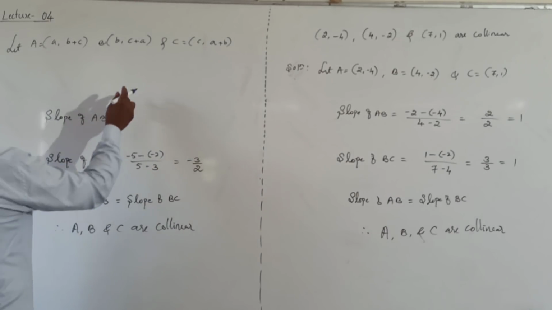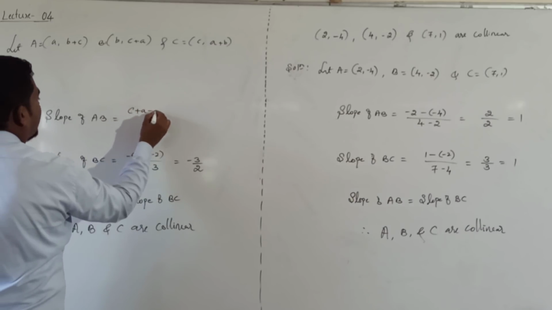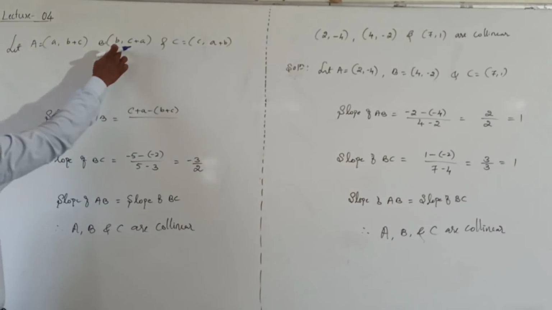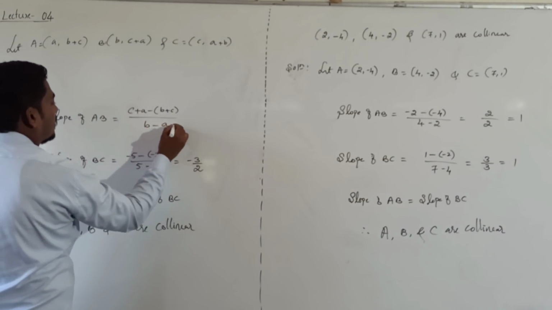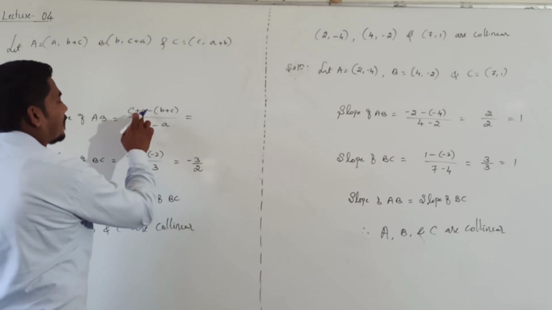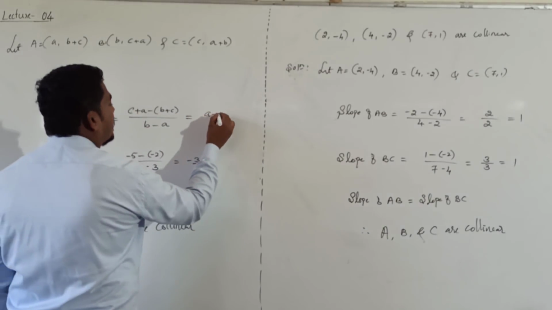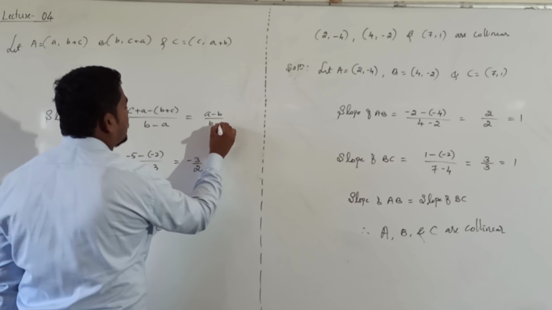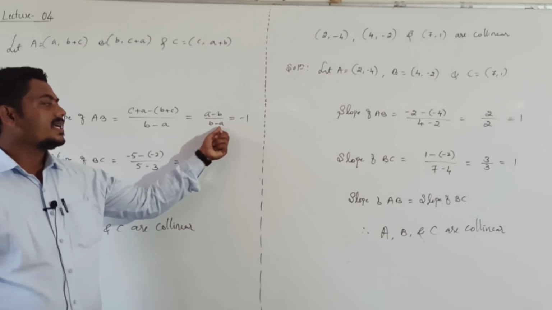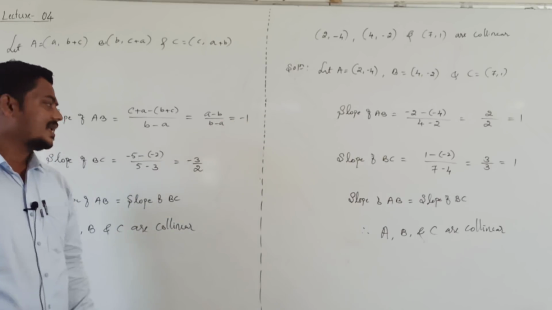Then what is slope of AB? y2 minus y1, that is C plus A minus of B plus C, divided by B minus A, that's equal to, if you simplify, C gets cancelled, minus B minus C plus C, C gets cancelled, A minus B divided by B minus A, that's equal to minus 1. If you take the negative sign common, then A minus B gets cancelled, remains with minus 1.